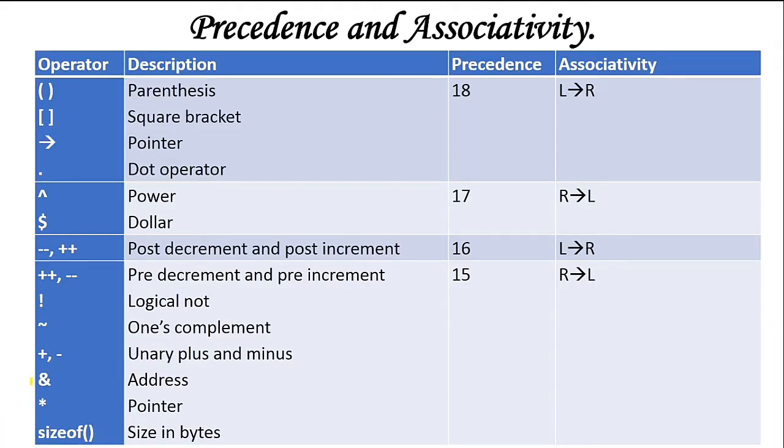And if you want to convert an expression from infix to postfix or infix to prefix, then we need to know something about the precedence and associativity. So precedence is nothing but which particular operator needs to be operated first. Here, if you see parenthesis, open brackets, pointers and the dot operator have the highest precedence, that is 18, and it has associativity left to right. That means it will be operated from left hand side to right hand side.